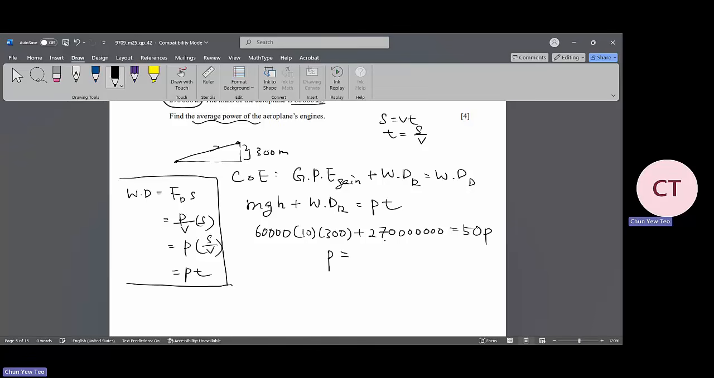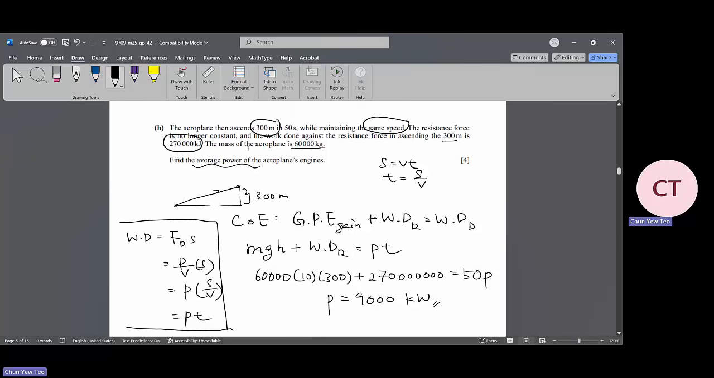Now just use the calculator directly. Press it, and you can see that you get the answer as 9,000 kilowatts. I just made it kilowatts because if I write in terms of watts, there will be too many zeros over here. So the answer will be 9,000 kilowatts. So done, this will be the answer for question B.